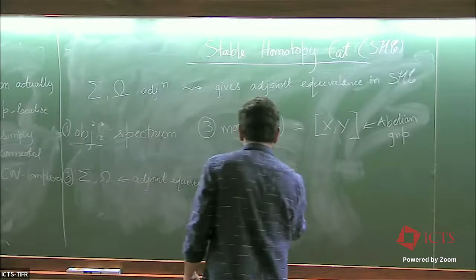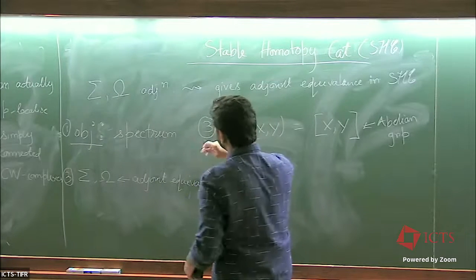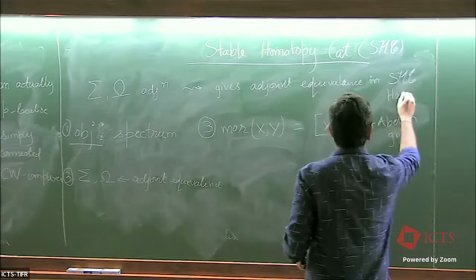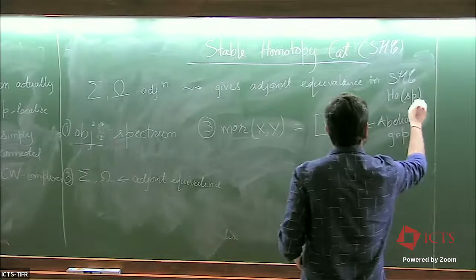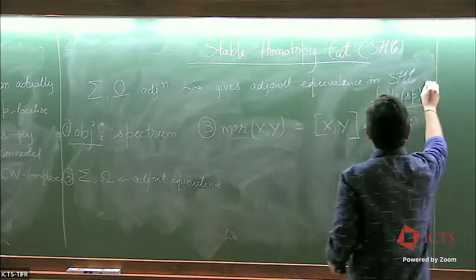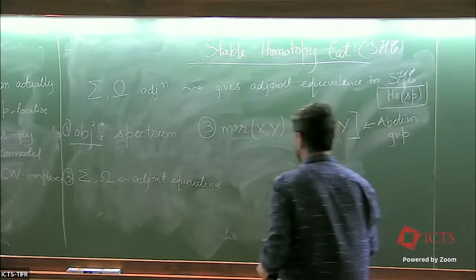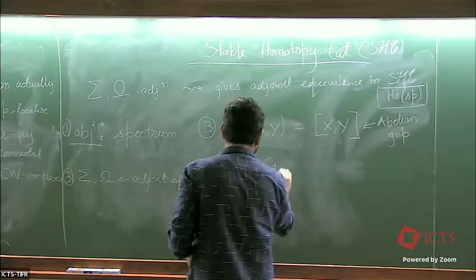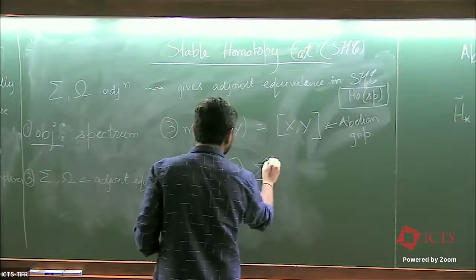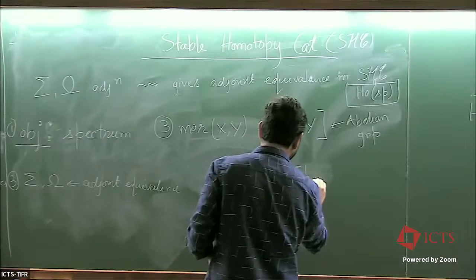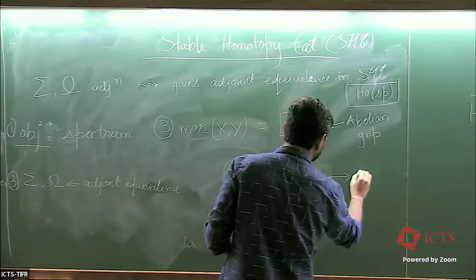There is a functor from, so this actually comes as the homotopy category of spectra, which I'm not going to say. So we have a functor called suspension spectrum from top to the category of spectra.